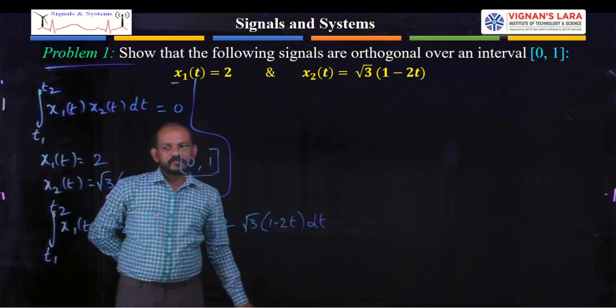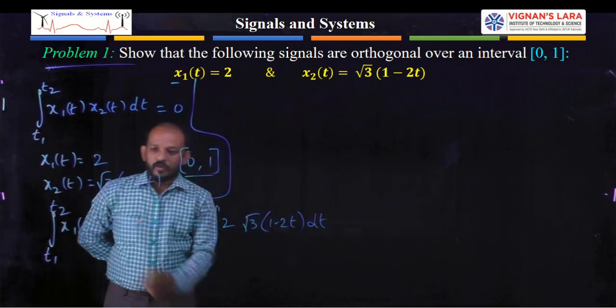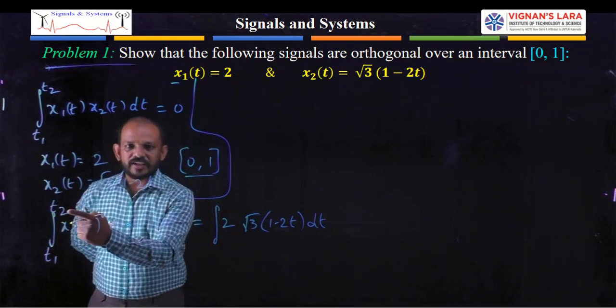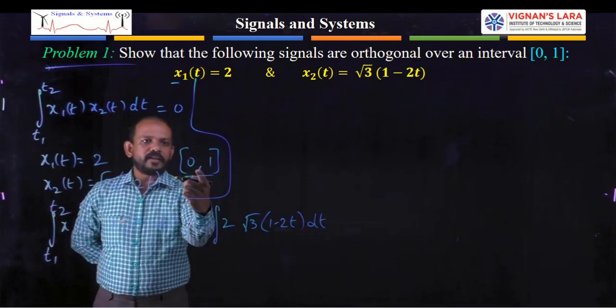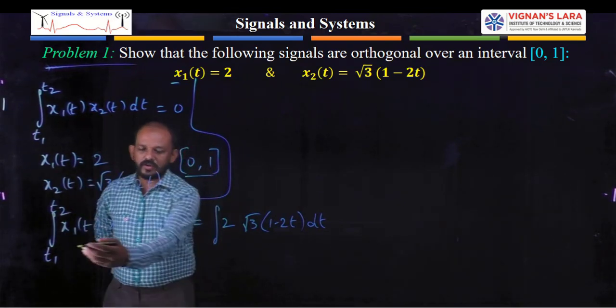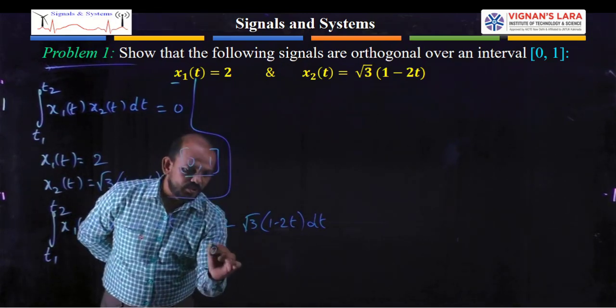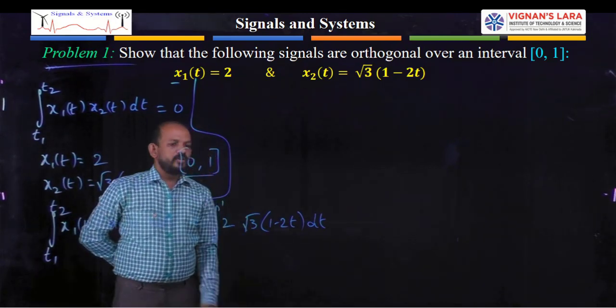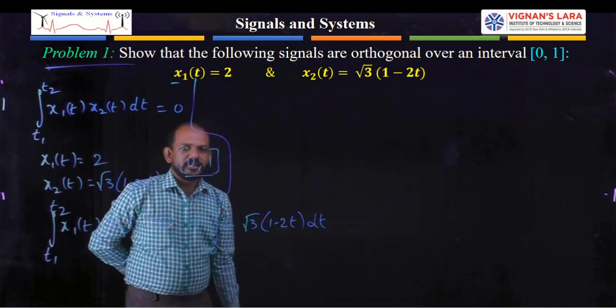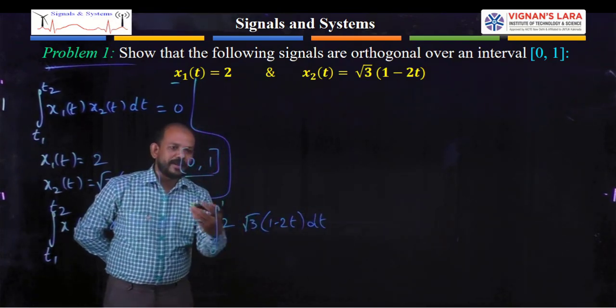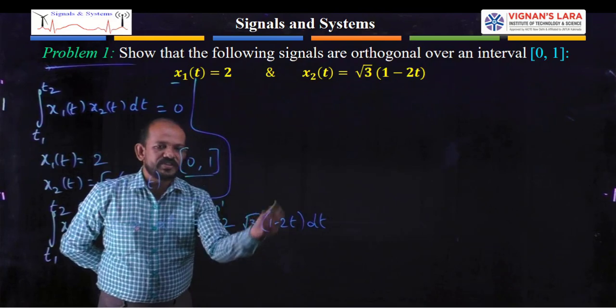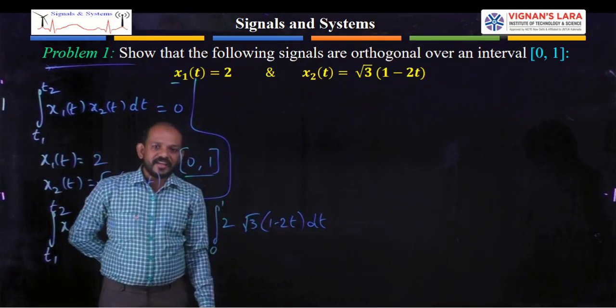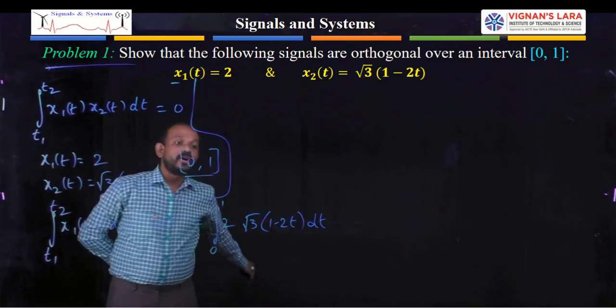Next we have to go for the limits. According to the given problem, the interval is 0 to 1, so we apply the limits 0 to 1. Now solve this equation. If the answer of this equation is 0, then you can say that the two signals are orthogonal.